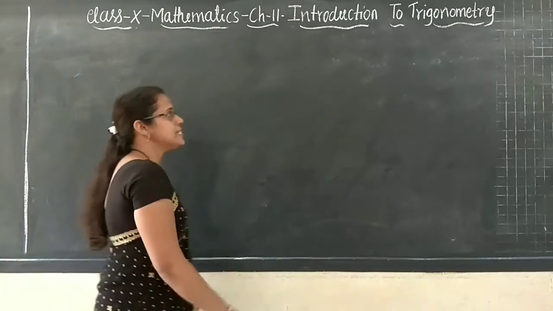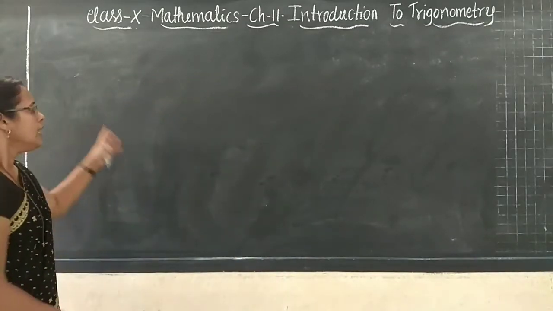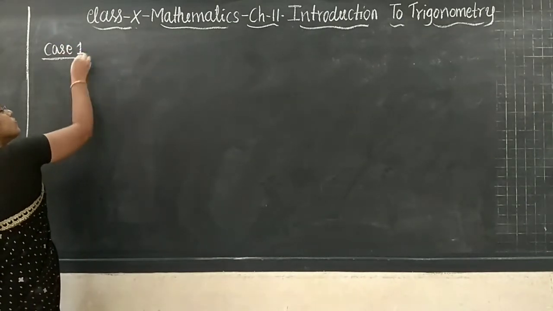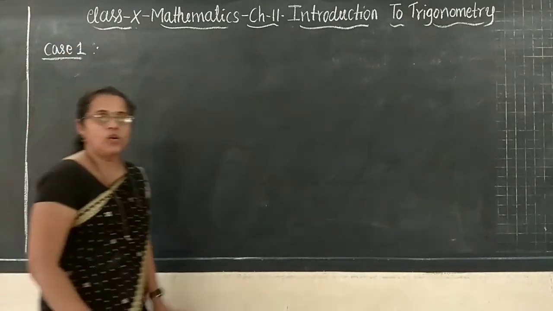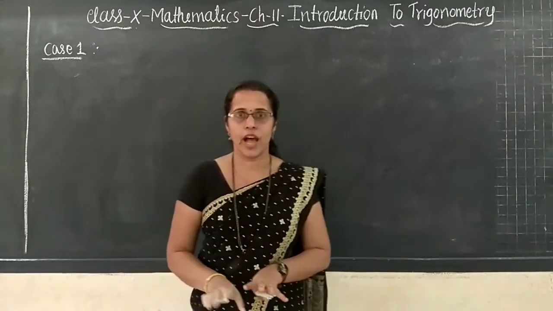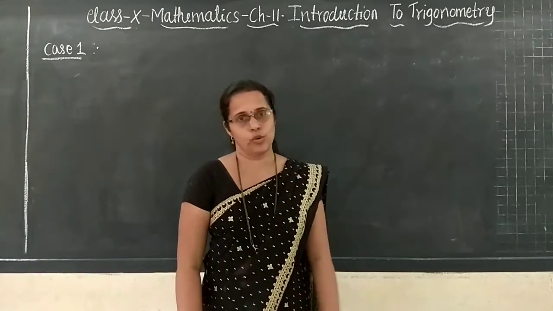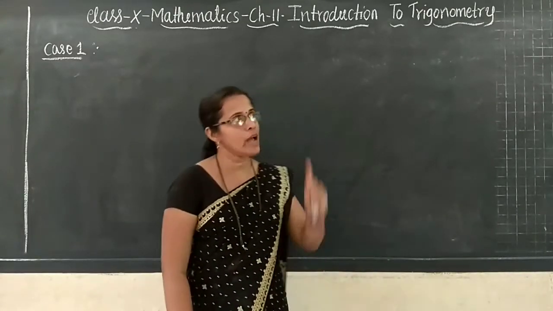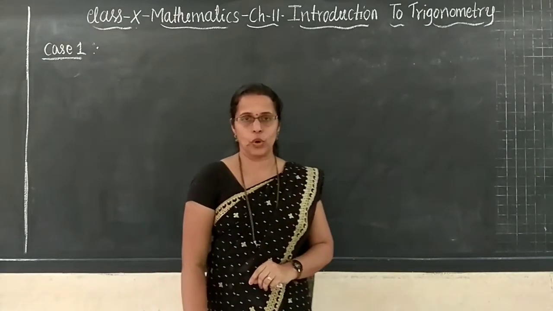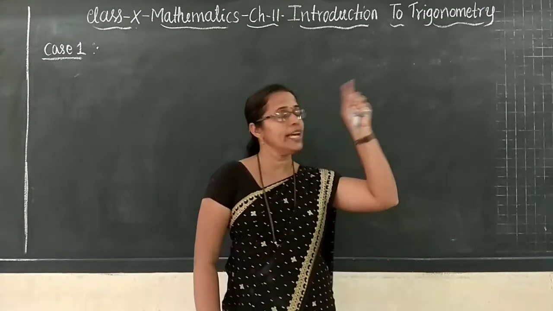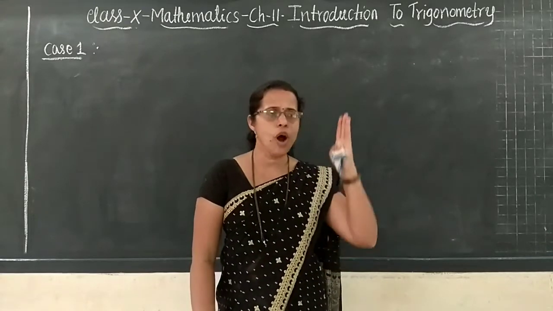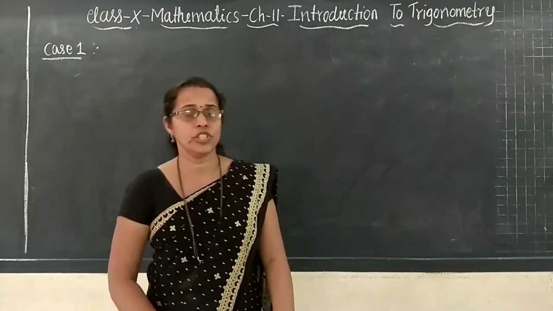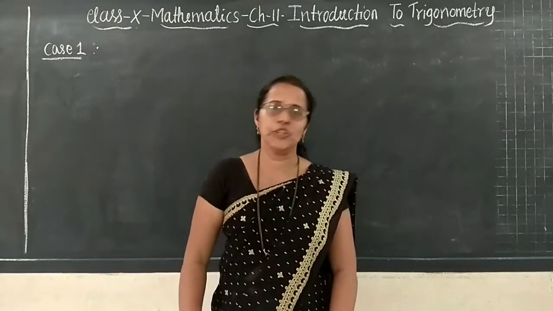Okay, so see here the first case. Case number 1. Okay, so now I am standing here on the ground. I am watching a flag post. So I am standing here on the ground, I am seeing that flag post. From the ground, seeing that flag post means what type of triangle will you form? Just imagine what type of triangle you will get.